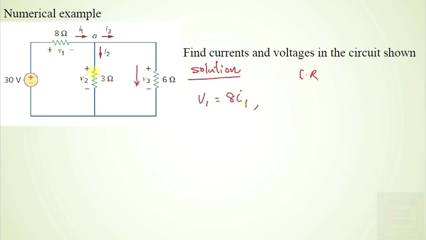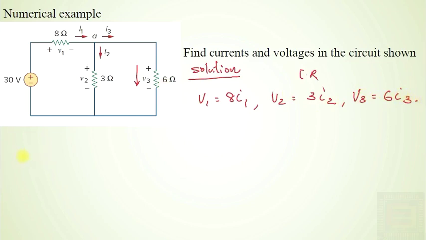Similarly, here I2 is flowing through this 3 ohm resistor and the voltage across the resistor is V2. So V2 is equal to 3I2. Similarly, the drop across the 6 ohm resistor is V3 and it is given by I3 into 6 ohm. So you get another equation: V3 is equal to 6I3.